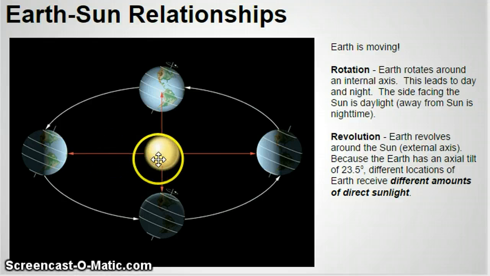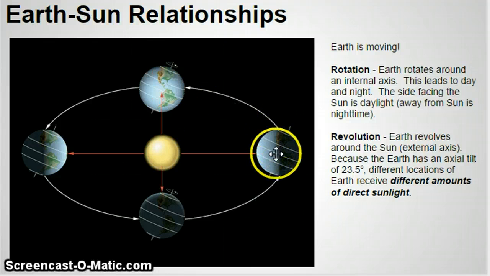And if I look at six months later, or halfway through its orbit, where the southern hemisphere is receiving the most direct sunlight, the northern hemisphere is in winter. So seasons in the northern and southern hemispheres are flipped or reversed. When the southern hemisphere is experiencing summer, the northern hemisphere is experiencing winter. And I can see this because the northern hemisphere is receiving the least direct sunlight and for the shortest amount of time.